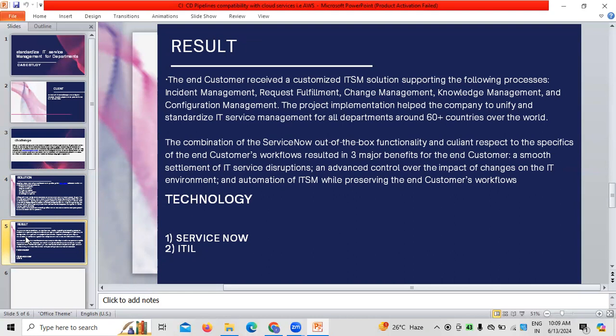For that, the technologies called ServiceNow and ITIL are what we have used. This is how, being a BA, you need to understand any problem or business situation: understanding the customer needs and challenges, followed by what solution and how it can be implemented. What are the different modules we are going to implement under this? How are we doing this? This is what you need to do practically.